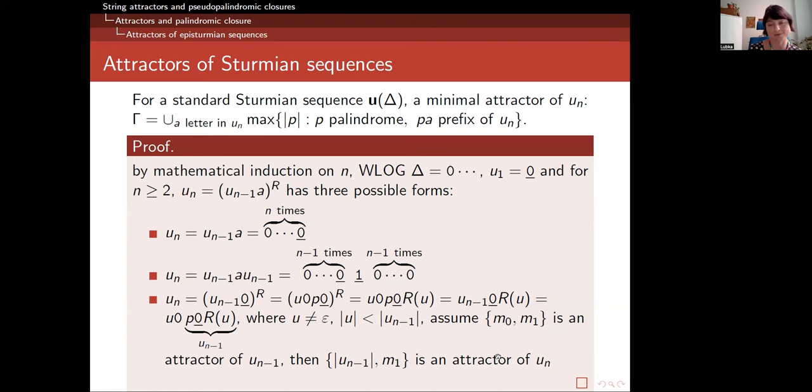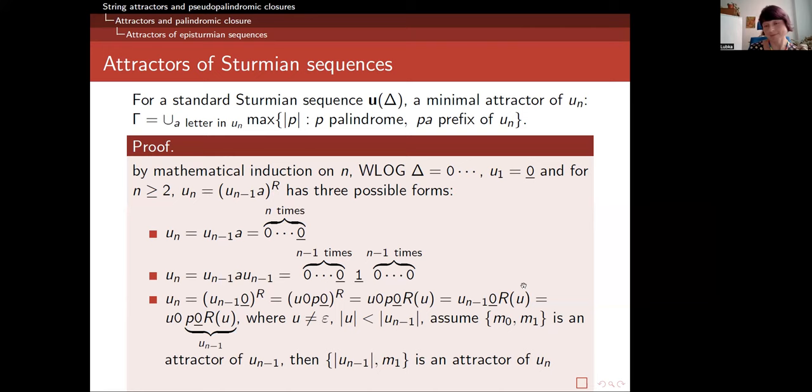And now I want to explain that this and m1 is the attractor of un. So this un minus one, why? According to the construction, it is the longest palindromic prefix followed by zero of un. So it corresponds to this description. It is the longest palindromic prefix followed by zero. And m1 is the longest palindromic prefix followed by one because it is the same in un minus one and in un. And in un minus one, I denoted the length by m1. So now let me explain that this indeed is an attractor. Why? If you take any factor of un, then what can happen?